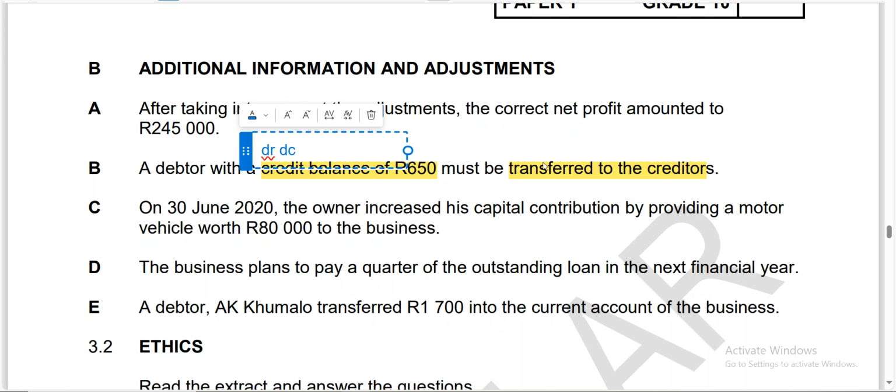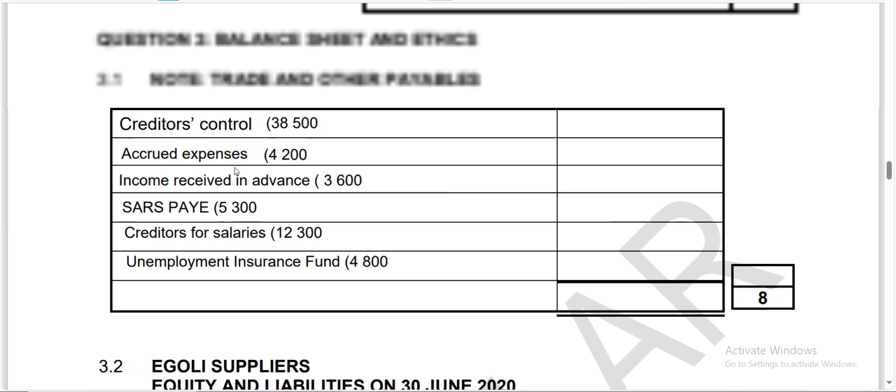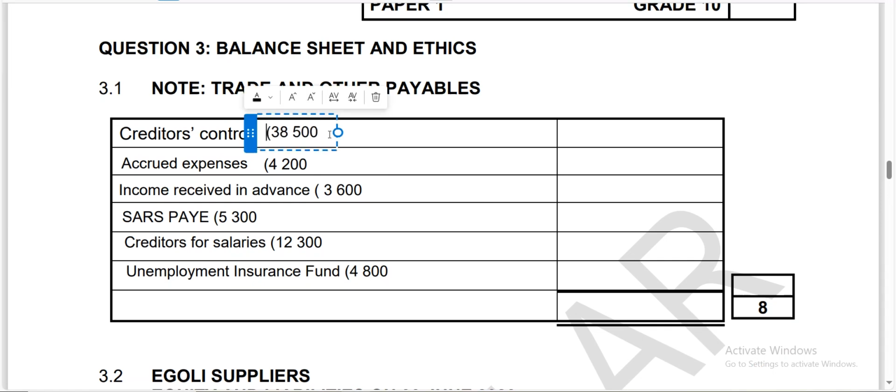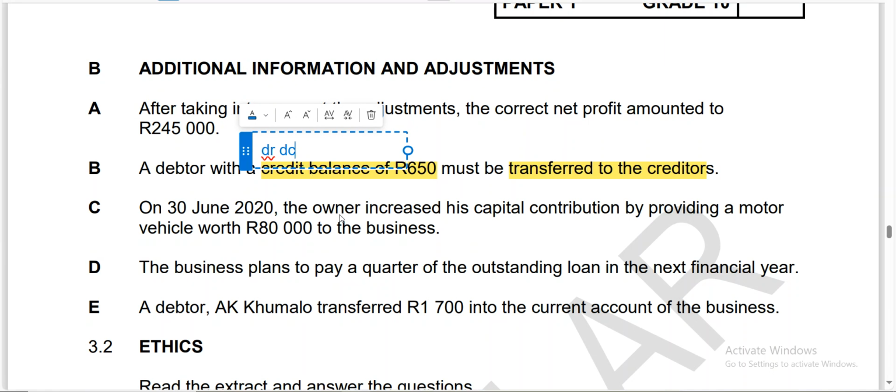And then when I go to creditors control, I'm going to add, because the people that I'm owing are increasing by 650. So under the trade and other payables note, we are going to say plus 650. But remember, on the trade receivables, we will not do anything, because that part does not affect what we are required to do.